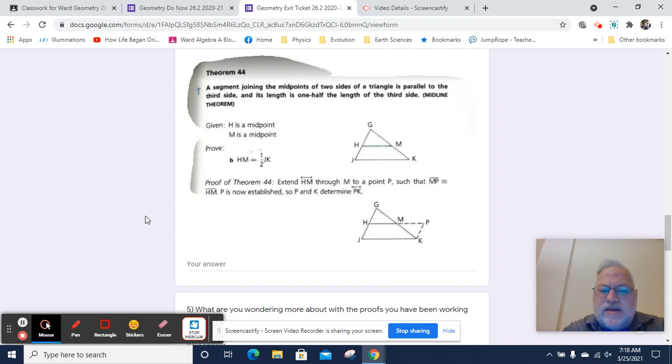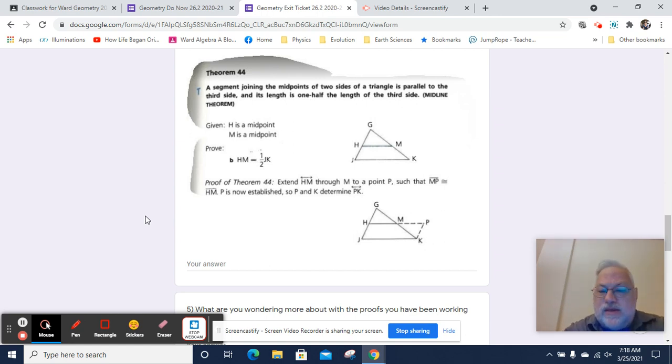That's exactly how this proof was developed. People were just playing with lines and dots and compasses and straight edges, and they eventually played around with this until they came up with something that worked. They were like, this seems like it should be true. HM should be 1/2 of JK. It should be parallel to JK, but I need to prove it. And they played around and drew outside the line and messed around until they found something.